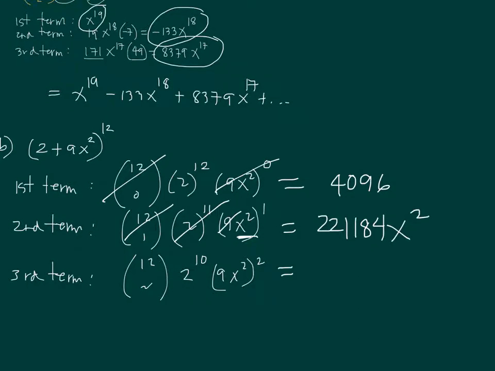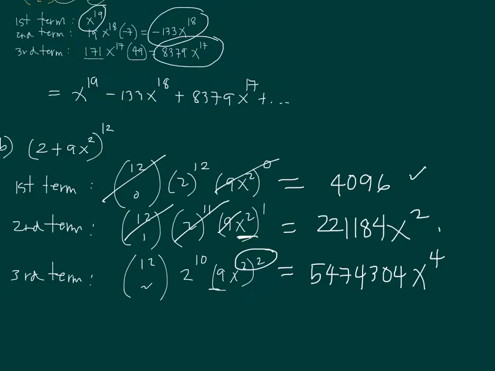And then 12 combination 2 is 66 times 2 raised to 10 is equal to 67584. So I'm working on my calculator here, and then you have 9 squared, so times 81, and you should have 5474304. X to the 2 times 2 is 4.